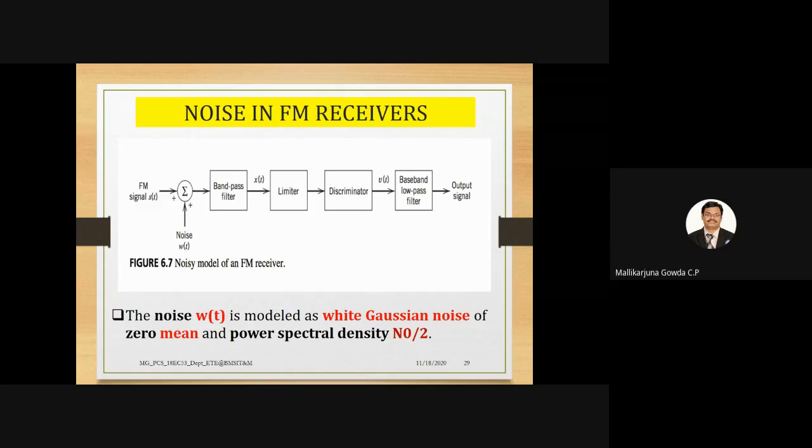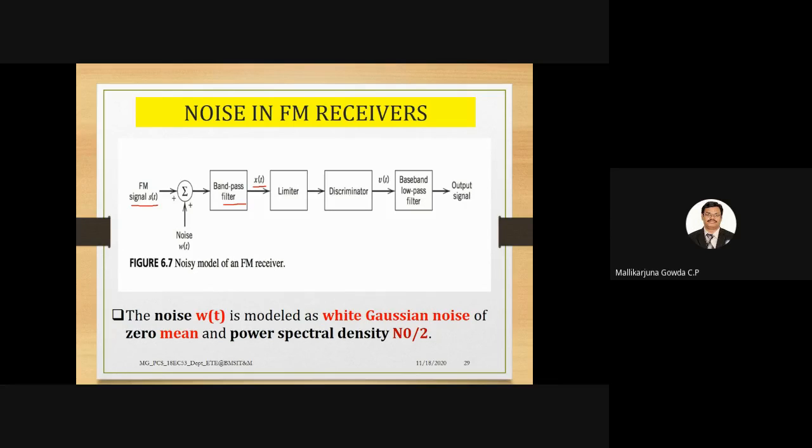Similar to that, let us discuss how noise performs in the FM receiver. This is the receiver block diagram. As usual, the input to the receiver will be the frequency modulated signal s(t). Then there will be a white noise, w(t). The output of that will be given to the band pass filter. So this x(t) will have the sum of the modulated signal and the filtered noise. Here we write x(t) = s(t) + n(t). So s(t) is the frequency modulated signal, and n(t) is the filtered noise, which is a narrowband noise.